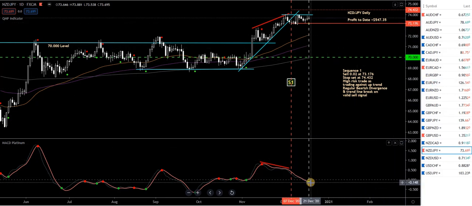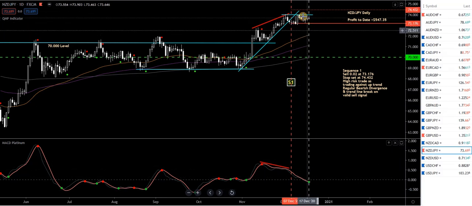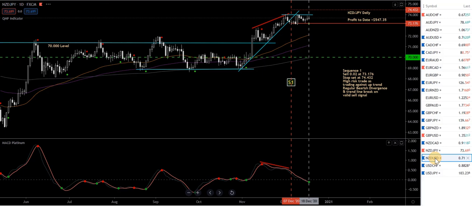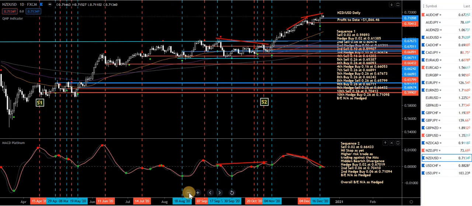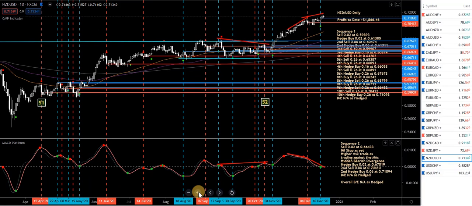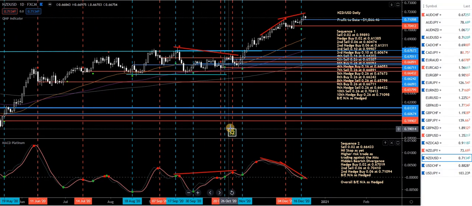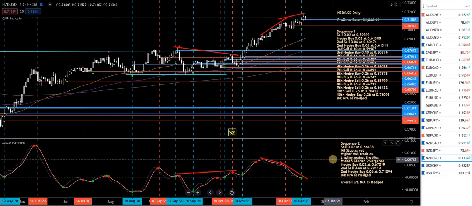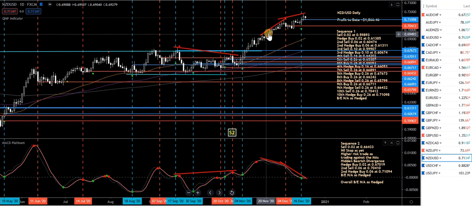It's just getting a little bit out of whack at the moment, the way the MACD Platinum is and where price is. New Zealand USD, very similar to the Aussie. A sequence from way back here, sequence 1, when I was hedging everything. Now I've got sequence 2, which was hedged because it was based on hidden bearish divergence. I've got myself in 2 sequences now and I'm trying to work my way out.